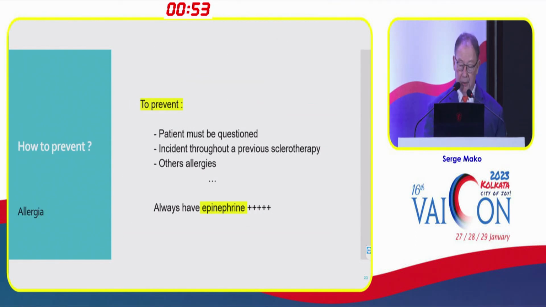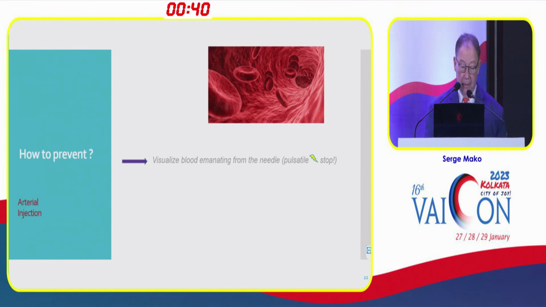How to prevent allergy? It's more complicated. To prevent it, the patient must be questioned about incidents with previous sclerotherapy or other allergies, and always have epinephrine available. And how to prevent arterial injection is relatively clear. When you have blood emanating from the needle, and if it is pulsatile, you stop, and use the color flow duplex. I think since we use the duplex for the treatment in general, we don't have any arterial injection.